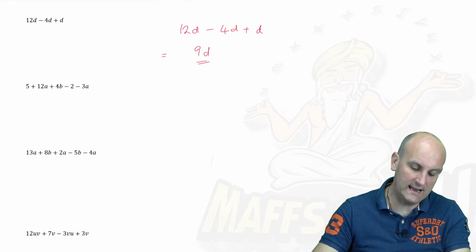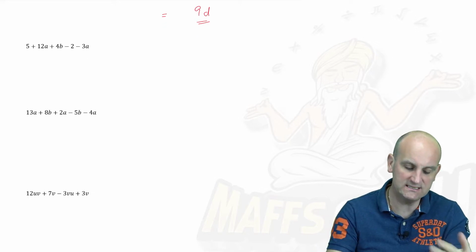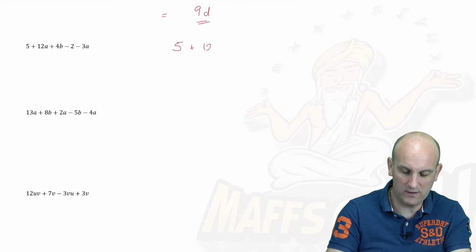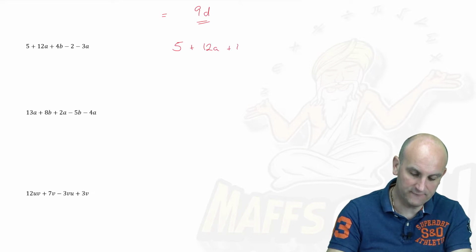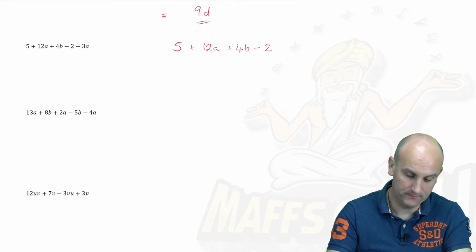All right, we're going to get a little bit more complicated. 5 plus 12a. So I'm just going to say this out loud and I'm going to write it. 5 plus 12 apples plus 4 bananas minus 2. Nope, didn't say apples or bananas, so it's just a number.